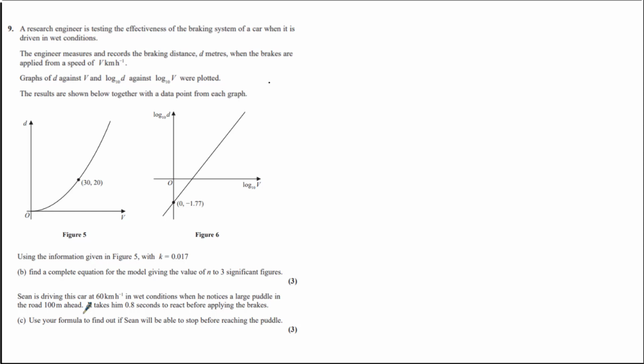Now notice that this distance can be split up into two separate distances. One we can call the thinking distance. Now we're told that it takes him 0.8 seconds to react before applying the brakes. So there would be a distance that he travels before he applies the brakes. And there would of course be the braking distance, which would be the distance he travels from the moment he applies the brakes to the moment he completely stops. Now let's start this problem by working out the thinking distance.